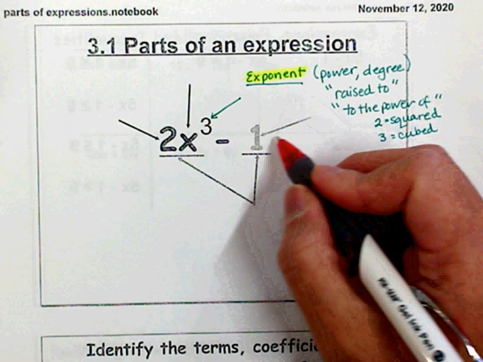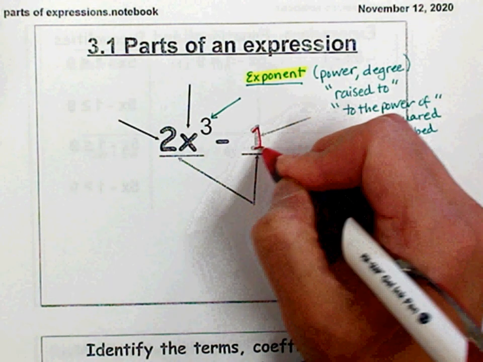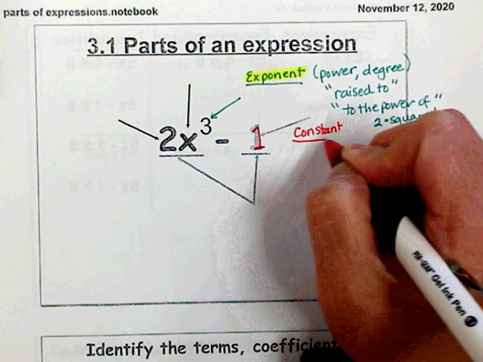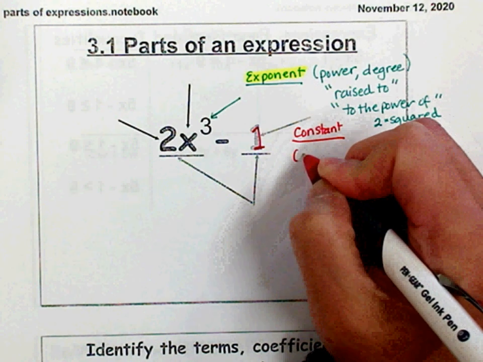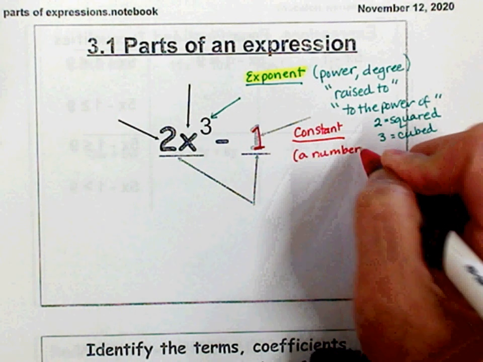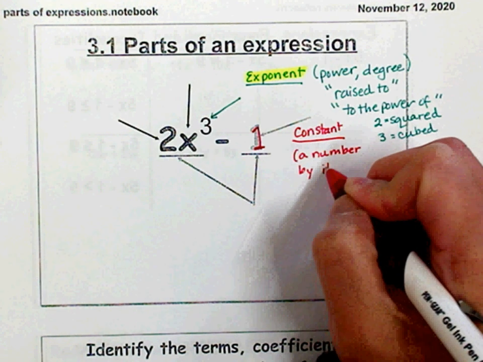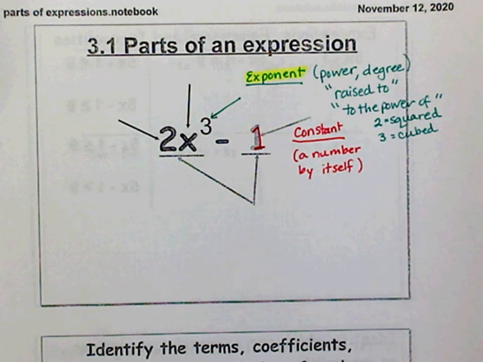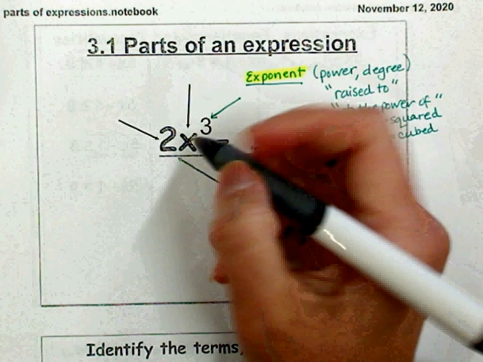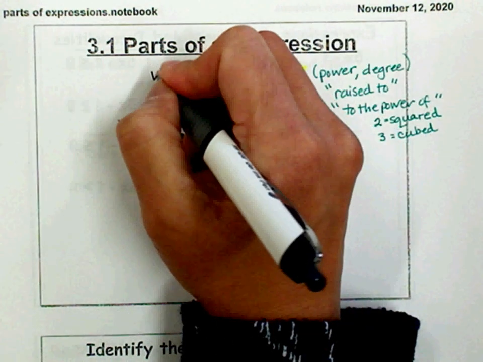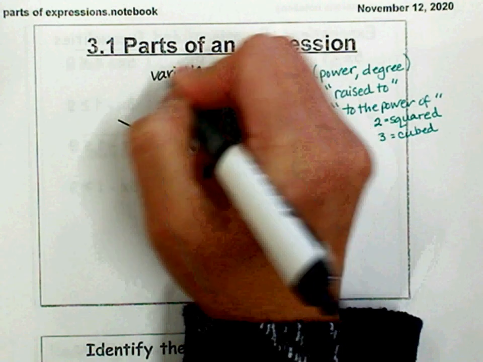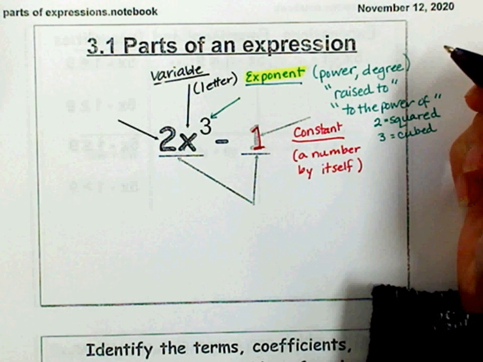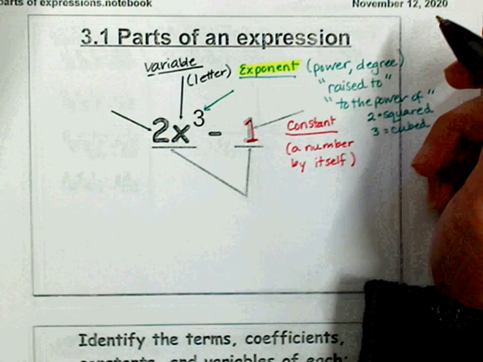Now, this one right here is a number by itself. Anytime you have a number by itself, that is called a constant. And what is a constant? A constant is just a number by itself. Just a number. Nothing else. Now, if you have a letter like that, that is called a variable. And what is a variable? A variable is just a letter, like A, B, C, D, E, F, G. That's a variable, okay?